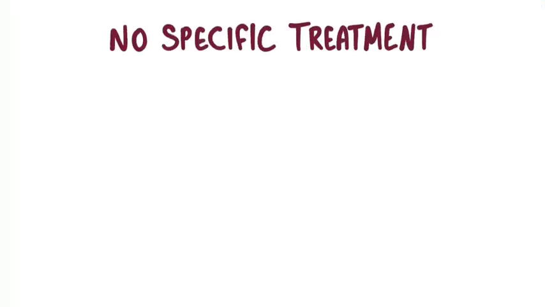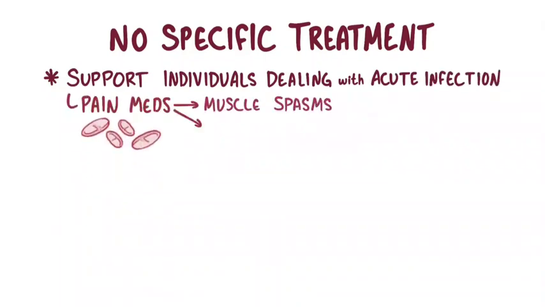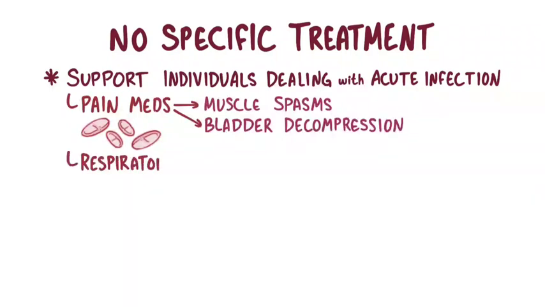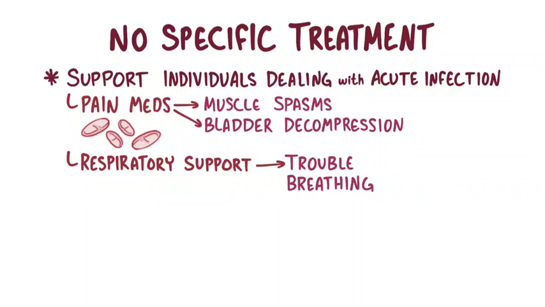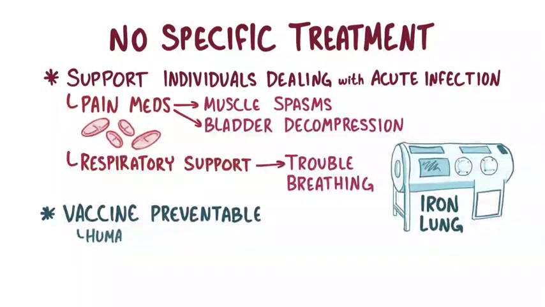There's no specific treatment for polio, but the key is to support individuals as they deal with the acute infection. Typically, that means pain medication to help with muscle spasms and decompression of the bladder. Finally, individuals might need respiratory support if they have trouble breathing, something that historically required a device called the iron lung. Fortunately, it's possible to prevent infection with a vaccine, and humans are the only natural host for the virus.